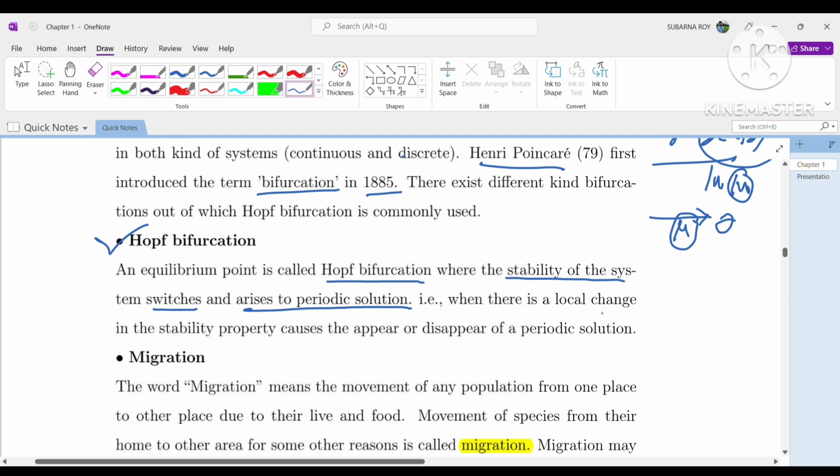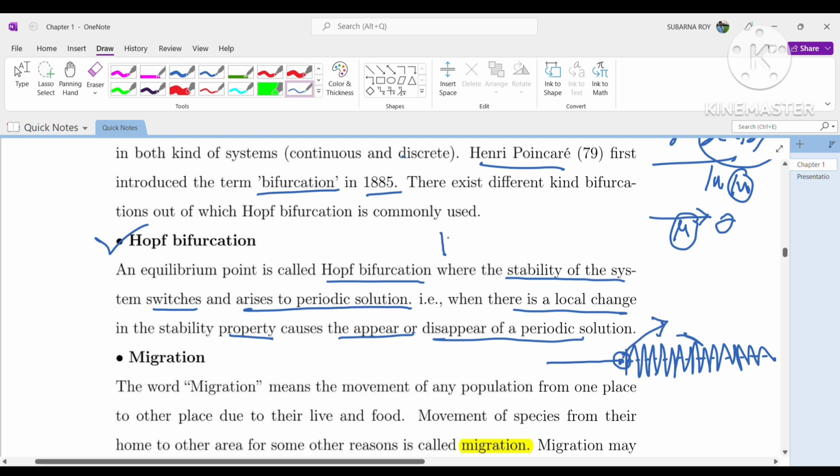That is, when a local change in the stability property causes a periodic solution to appear or disappear. So if we observe that the equilibrium point is stable, and after a point the equilibrium point is unstable, and around this unstable equilibrium point a limit cycle is observed, which can be stable or unstable, then this phenomenon is called Hopf bifurcation, and the point from which the system changes its stability behavior is called the Hopf bifurcation point.